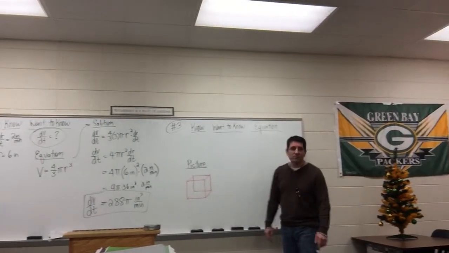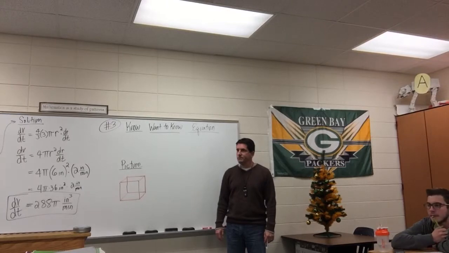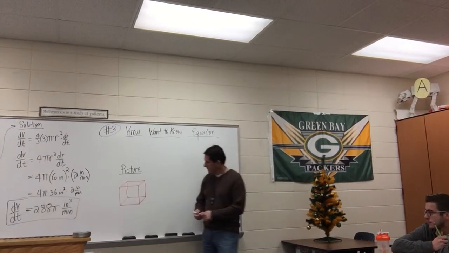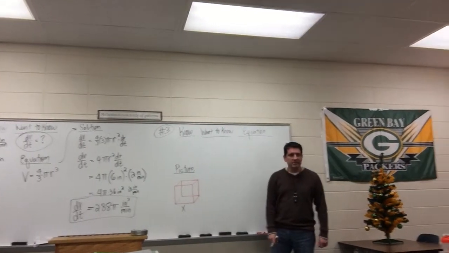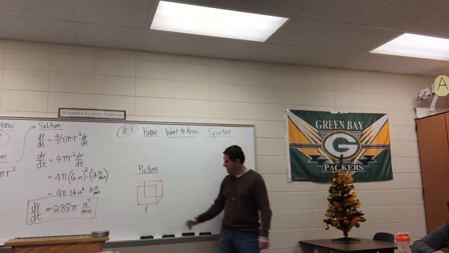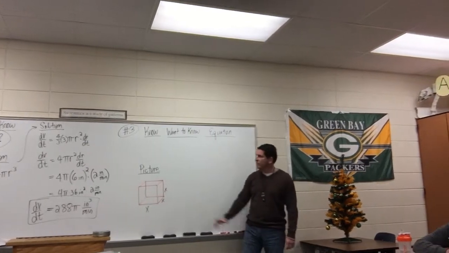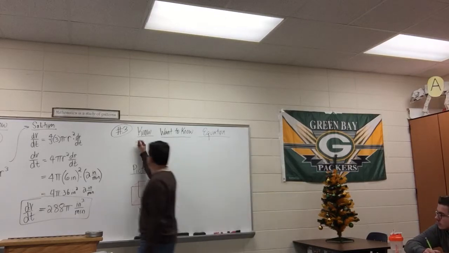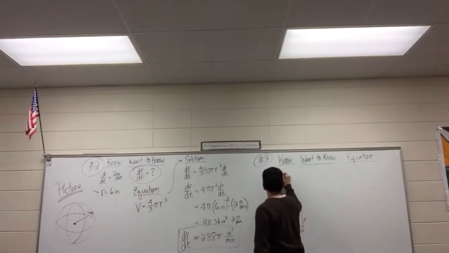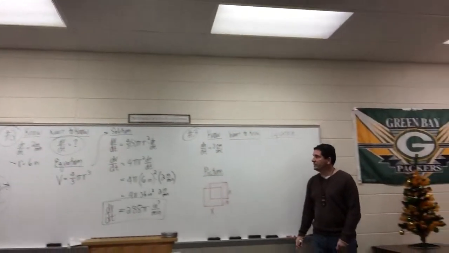What do we know? The rate of the edges. For the sake of it, I'm going to say the length of my side is x. You could use s or whatever variable, it doesn't matter. But since it's a cube, all three of these are the same. So if I use x, what do I know? I know dx/dt. What is dx/dt? 3 centimeters per second.